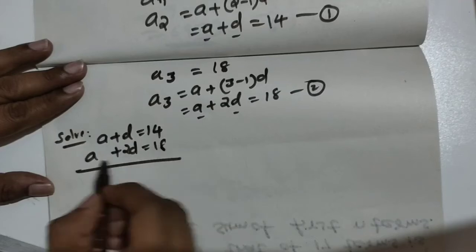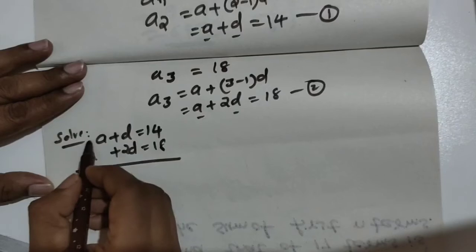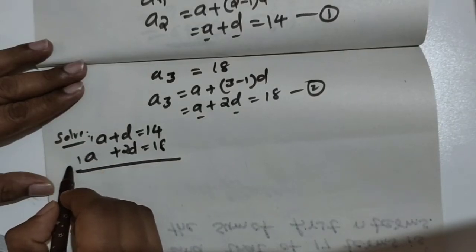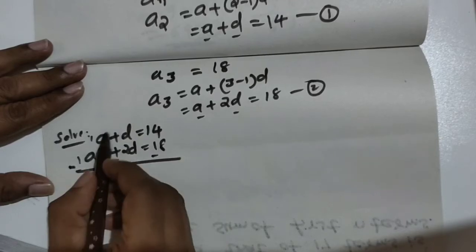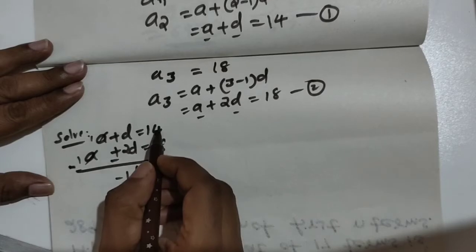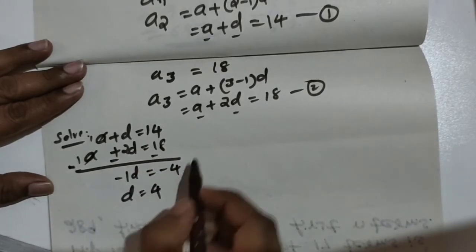So here by elimination method we can cancel this a by subtracting. Why? Because these two are having the same coefficient. So by subtracting, minus, minus, a gets cancelled. 1d minus 2d we get minus 1d. 14 minus 18 is minus 4. Therefore d is equal to 4.